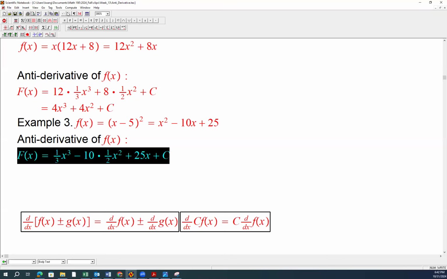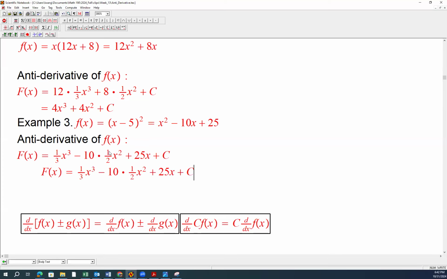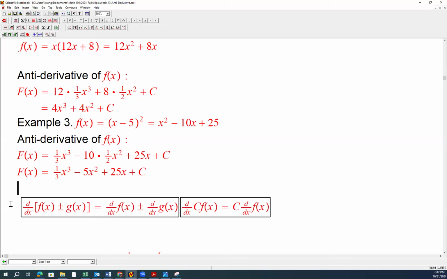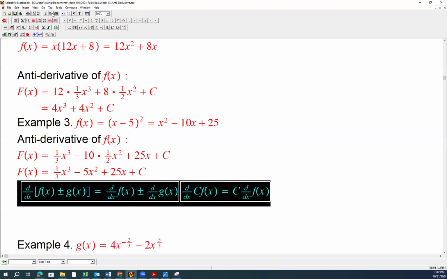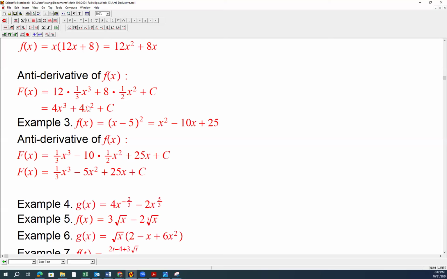All right, so one more step, if you like, this can be reduced, that's 5. Finished. You're done. As you get better, you're going to find these antiderivatives with ease.